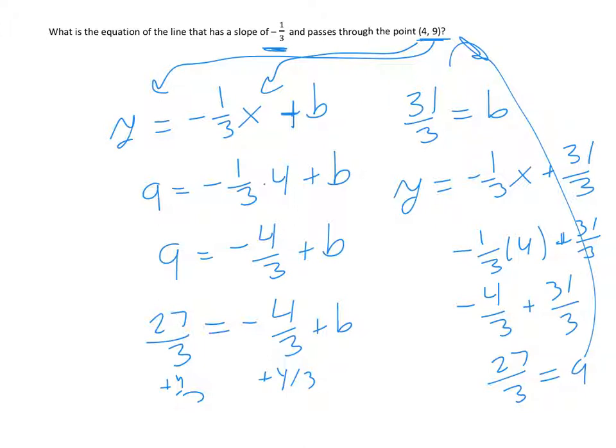So again, build the equation step by step. Get the slope, then use a point to get the intercept, and then try it out and make sure it's correct.